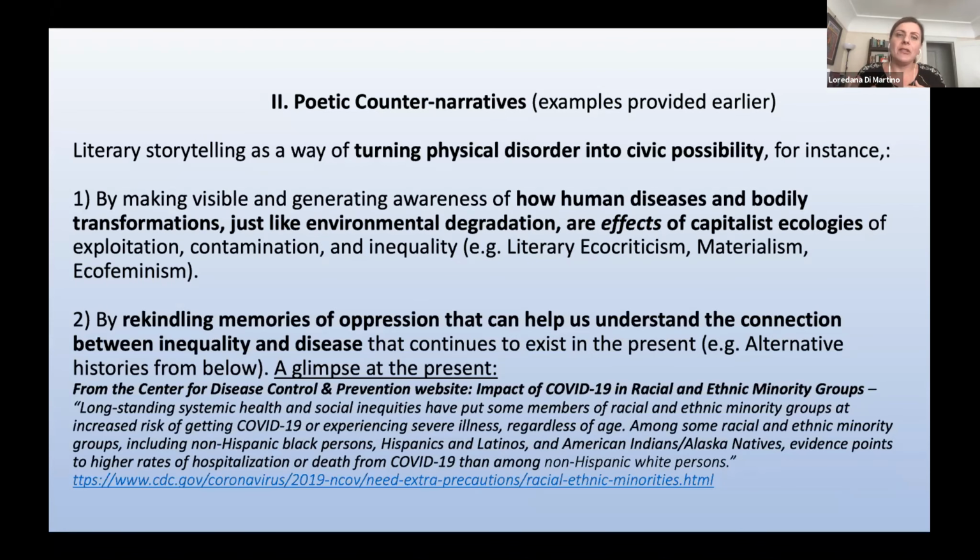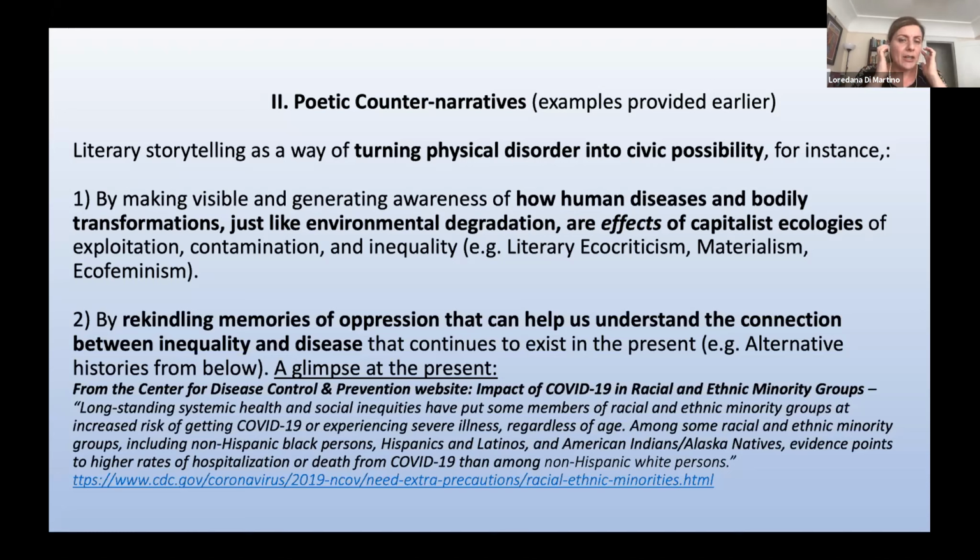And then you have the poetic counter narratives that I have shown you some examples of earlier, where literary storytelling is actually being used as a way of turning physical disorder into civic possibilities in various ways, among them, by making visible and generating awareness of how human diseases and bodily transformations, just like environmental degradation, are effects of capitalist ecologies of exploitation, contamination, inequality. And here, literary criticism, eco-criticism and ecofeminism are doing a lot of work. Again, Antonetta's memoir, Body Toxic, is an example of how literature is attempting to show the connection between body and the environment and how capitalist ecologies affect also health disparities.